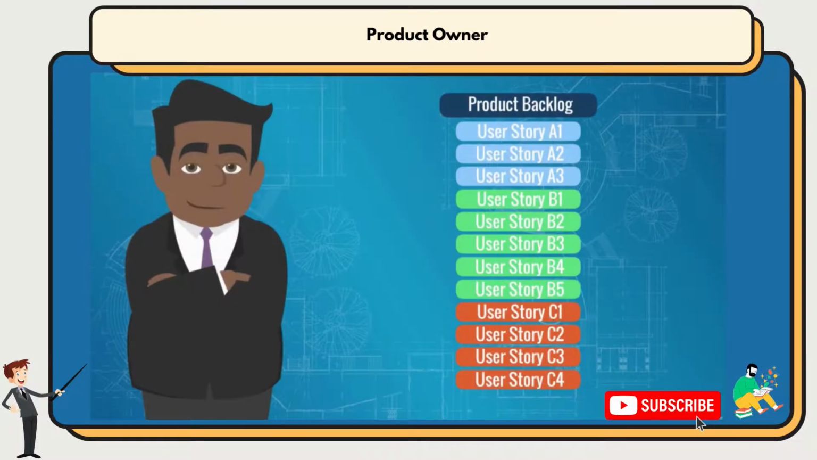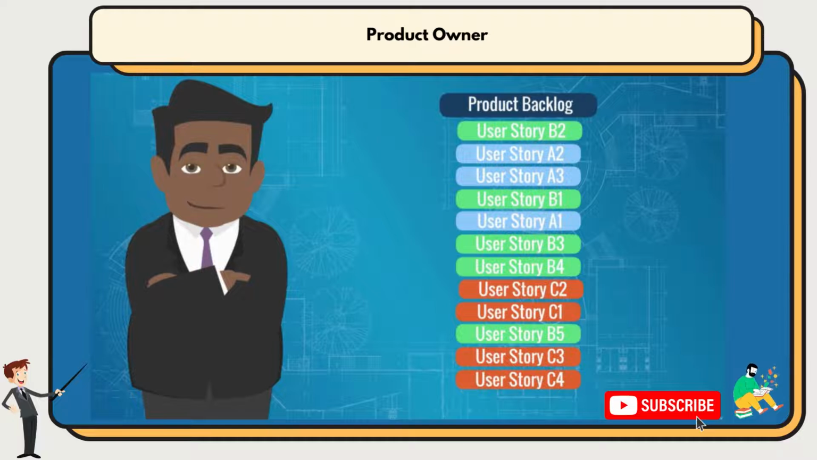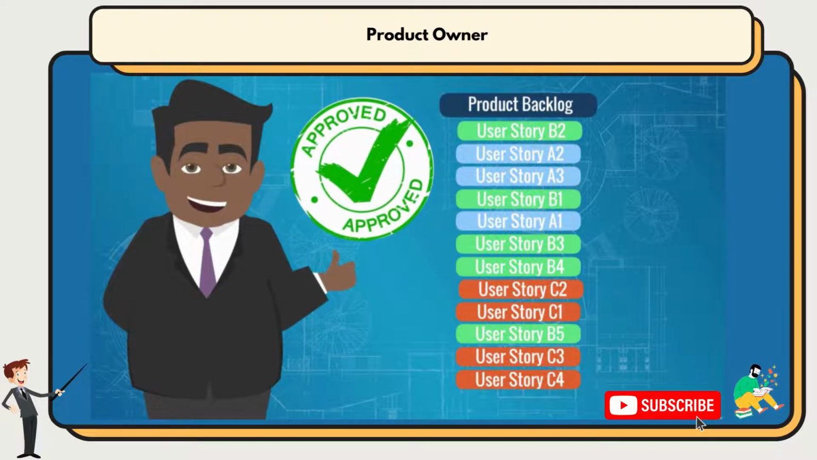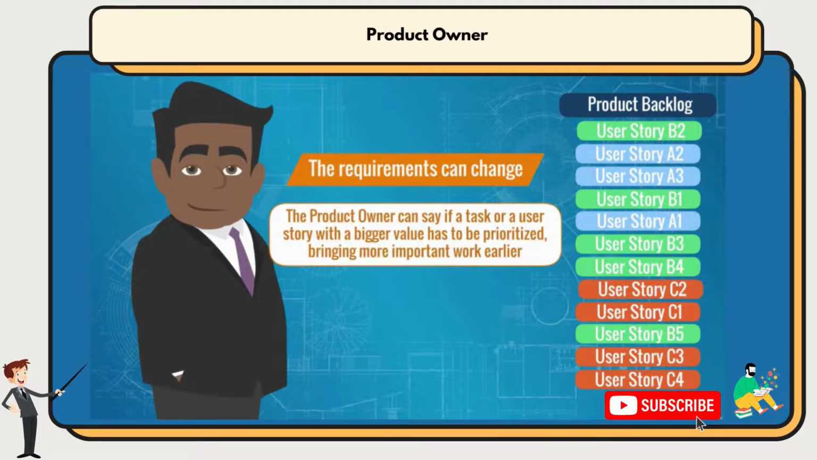Note another critical point. In between the sprints, the product owner is the one who can approve a change to the priorities of the backlog items. And that is a point we now know well from Agile. The requirements can change. So here, there is this key person who can say if a task or a user story with a bigger value has to be prioritized, bringing more important work earlier. Of course, in accordance with the project team.